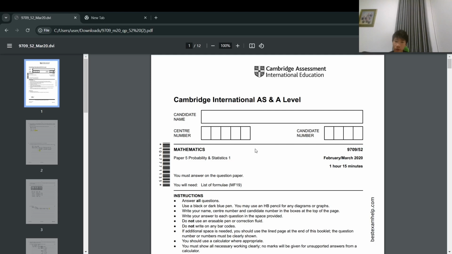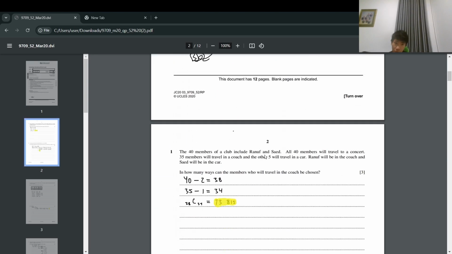Okay guys, so today me and my group will discuss this paper, which is 970952 February March 2020. But specifically for me, I will only discuss pages 2 to 4.